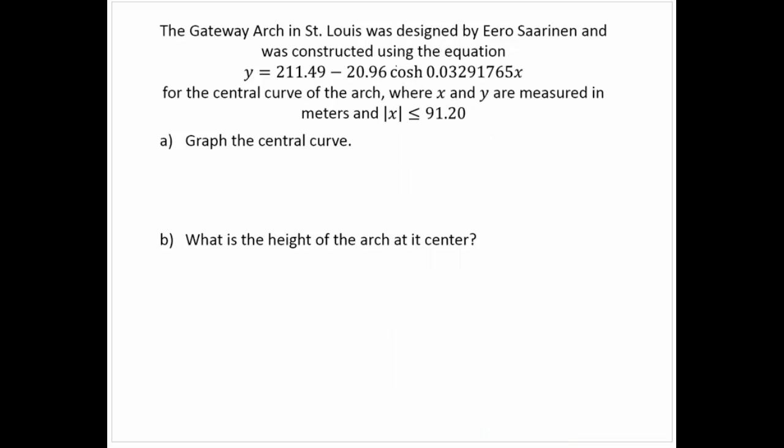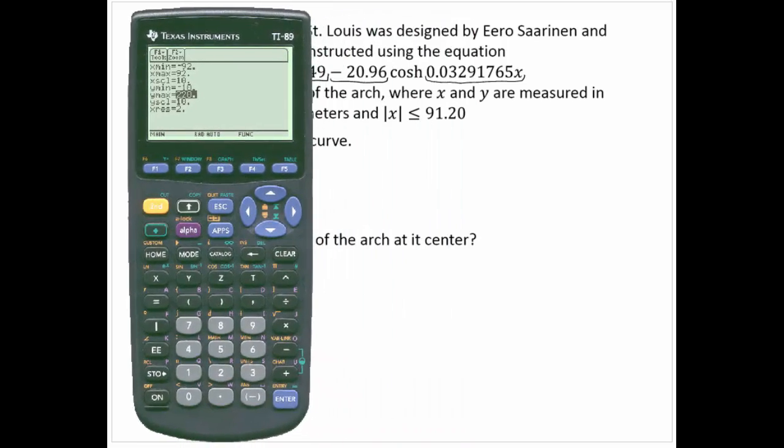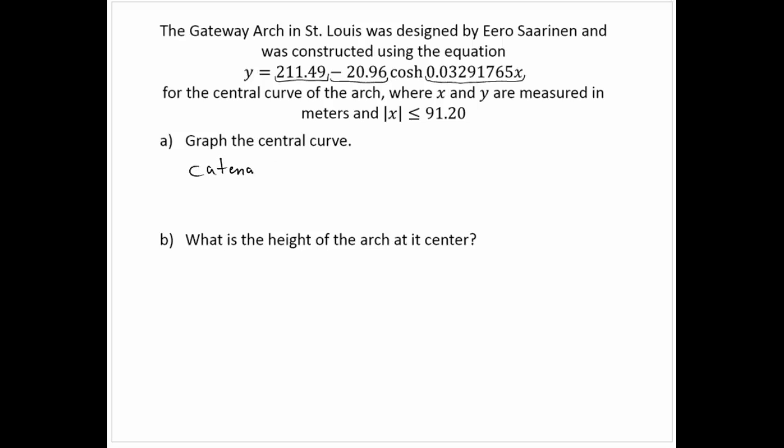Our standard curve, our hyperbolic cosine, has been widened, been moved up, flipped over, and scaled. And so I'm thinking that my center point of the hyperbolic cosine curve has been moved up 211. So when I go to my calculator, notice how I've adjusted the y max to 220, and that'll take into account that 211.49. All right, so now if I hit the graph key, I see this curve that looks like a parabola, but is not a parabola. It's actually called a catenary, C-A-T-E-N-A-R-Y. So there's the catenary curve.